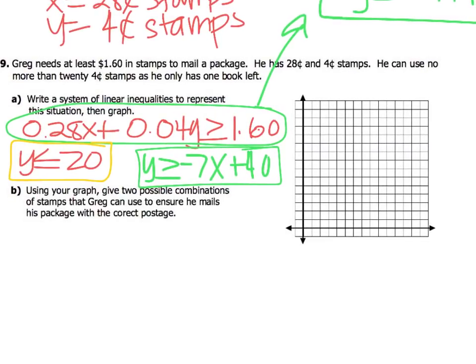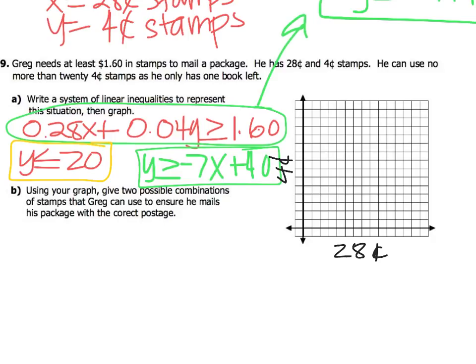Now it's a little zoomed out, so that's okay, but we still want to be sure to label our axes. Okay, so we know that x is going to represent the 28-cent stamps. All right, so we label 28-cent stamps down here, and y is going to represent the 4-cent stamps.